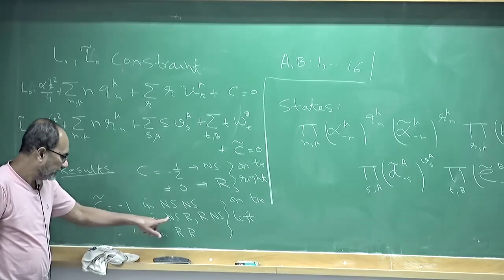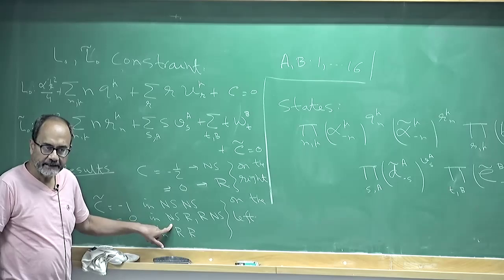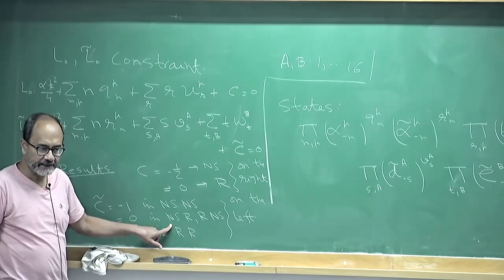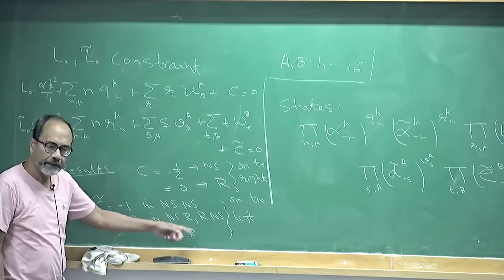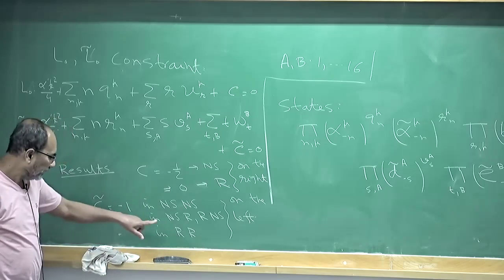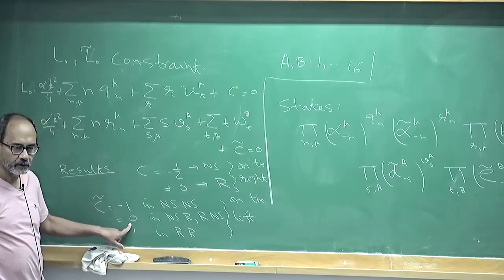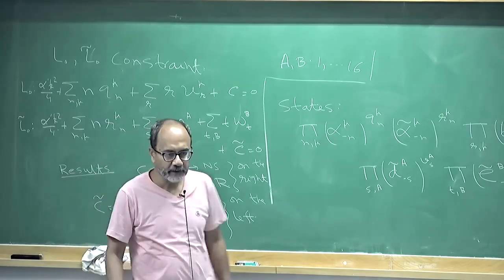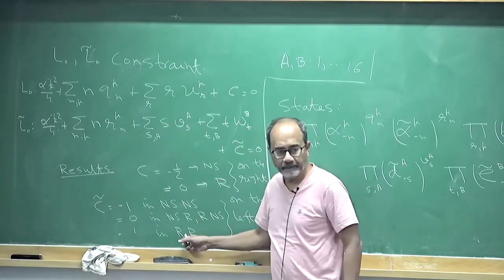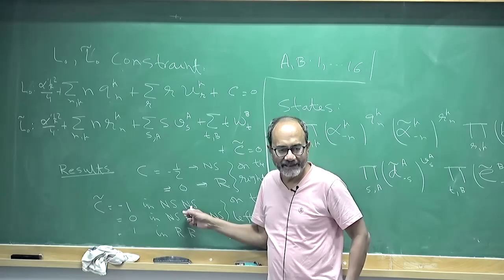This is extra, right? Because these sectors are not there in the SO(32) heterotic case. You either put anti-periodic on all the fermions or periodic on all the fermions. This is a new result, this is 0, right? But perhaps it's not so surprising that this is 0, because this is somewhere in between this and this.